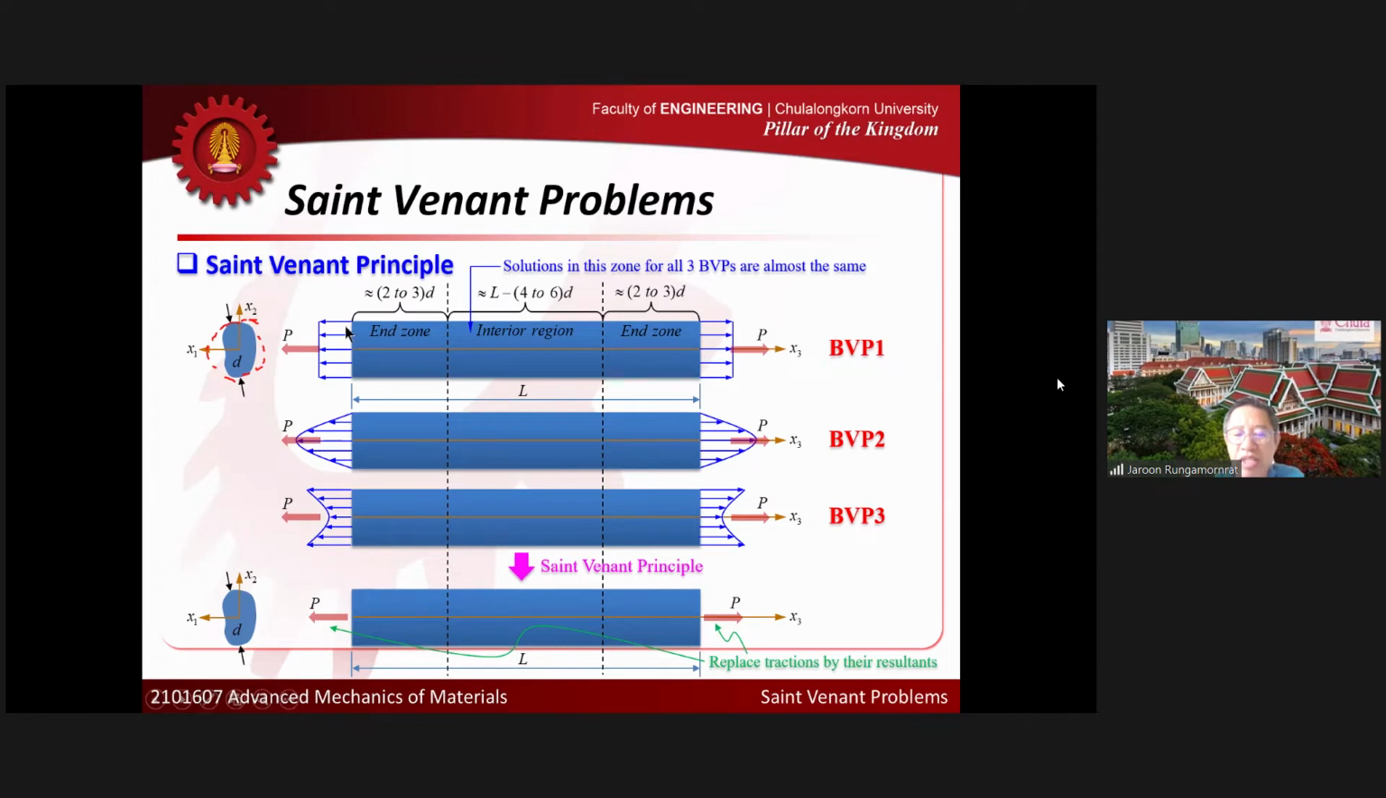I don't care about the distribution of traction at both ends anymore. I simply replace the distribution there by the resultants. For this particular case, we don't have the moment resultants. We just have the force resultants, and that's simply equal to P. So this is the simplified problem that I talk about.